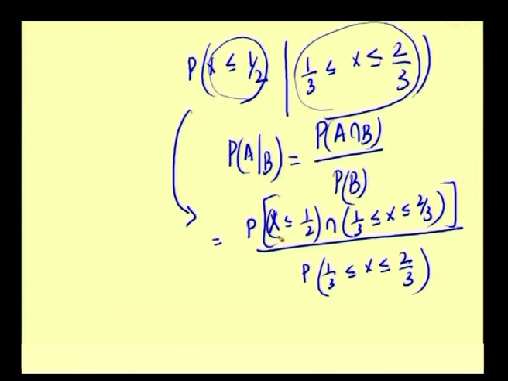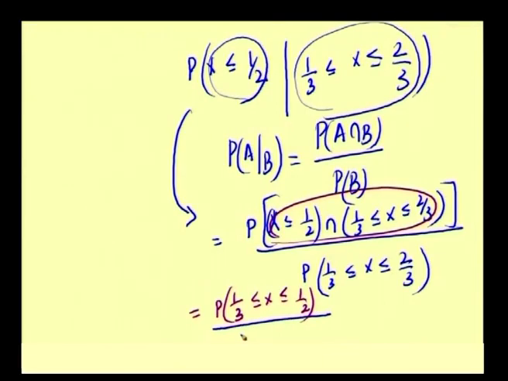Going back to your previous slide, the event x less than or equal to 1 by 2 intersection 1 by 3 less than or equal to x less than or equal to 2 by 3 gives you P of 1 by 3 less than or equal to x less than or equal to 1 by 2. So now the numerator has become like this. And the usual denominator is P of 1 by 3 less than or equal to x less than or equal to 2 by 3. We have to find these two probabilities separately and substitute to get the answer.